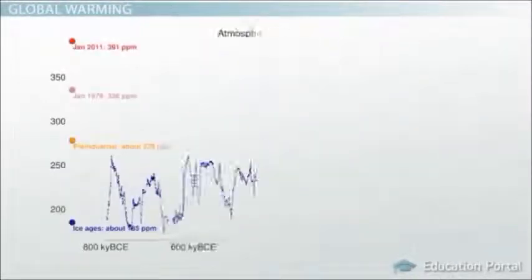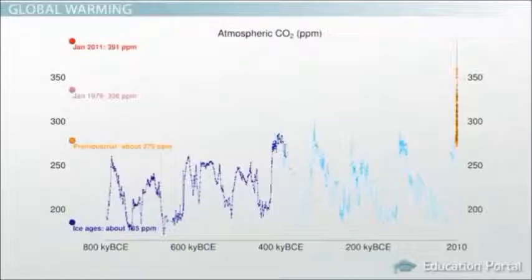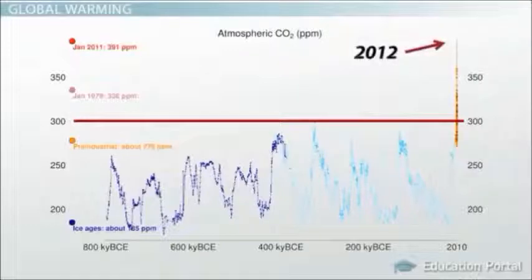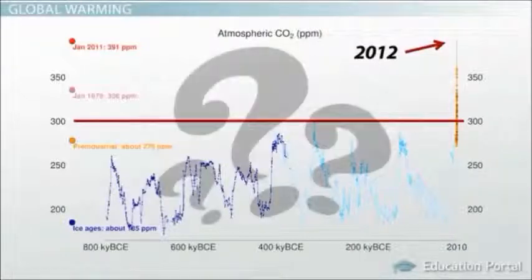There's one other interesting thing to point out about past CO2 levels. In the past 800,000 years, the concentration of CO2 never rose much above 300 parts per million. That is, until about 100 years ago, when we blasted right through the 300 mark on the way to our present level in 2012 of a little over 390 parts per million. So what will happen now?